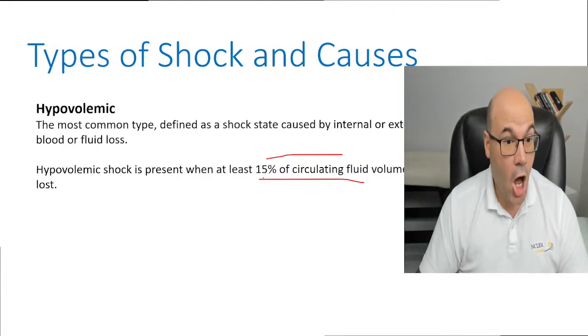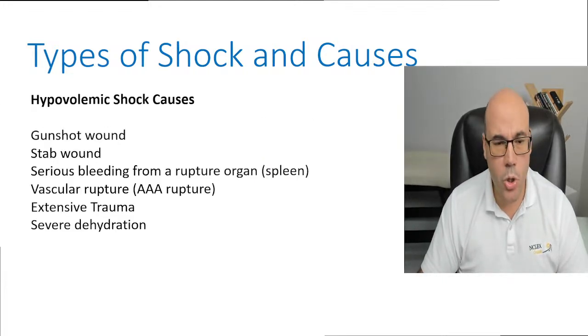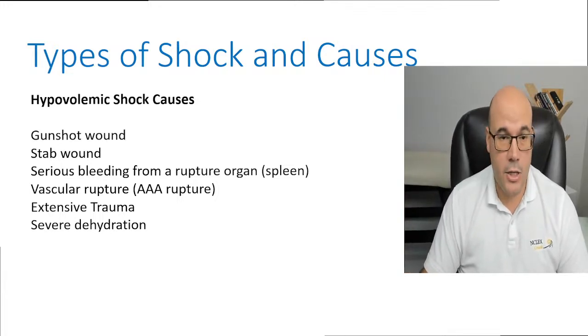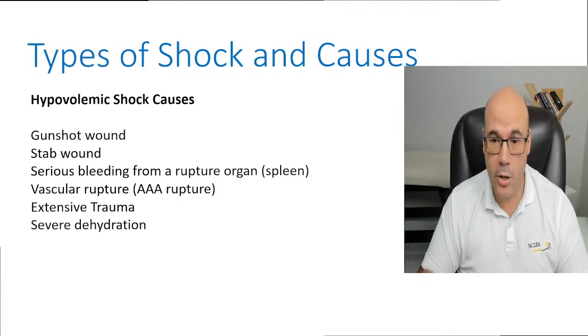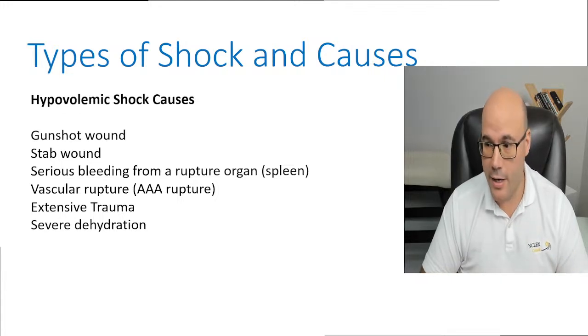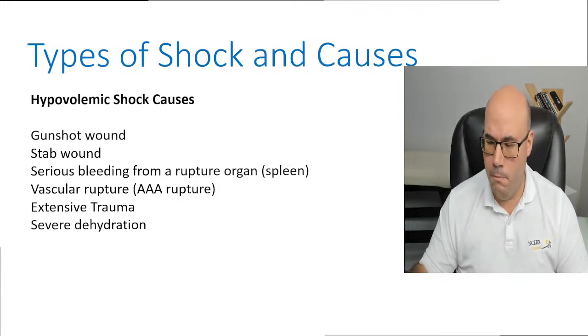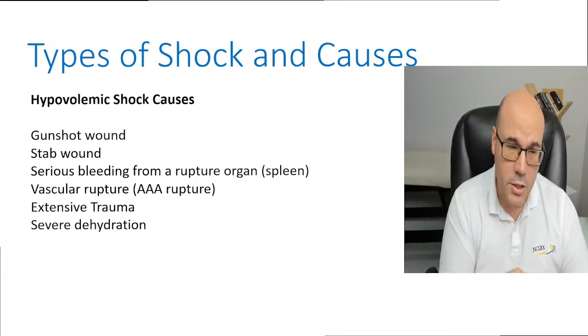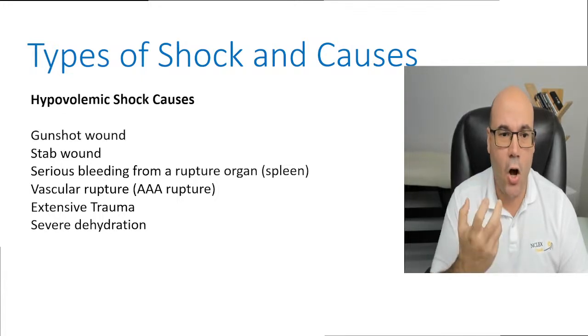What are the different causes? Gunshot wound, stab wound, serious bleeding from a ruptured organ, a spleen rupture, vascular rupture such as abdominal aortic aneurysm rupture. We talked about this in previous live trainings. Extensive trauma, or severe dehydration. So hypovolemic shock deals with the loss of fluids, loss of blood.